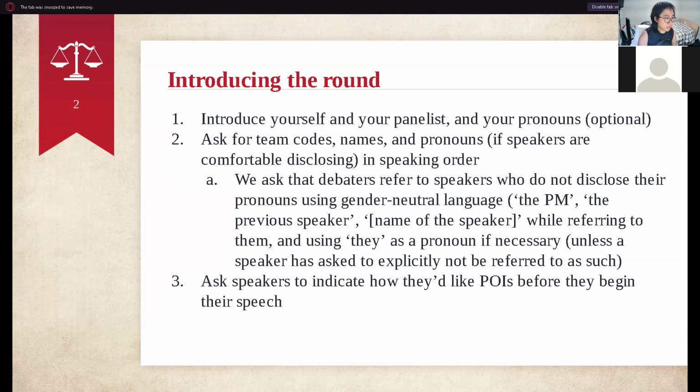So as a judge, we expect you guys to be attentive to what's happening in the round. You guys are administering the debate, so it's your responsibility to make sure the debate runs smoothly, to make sure everyone is comfortable within those spaces.